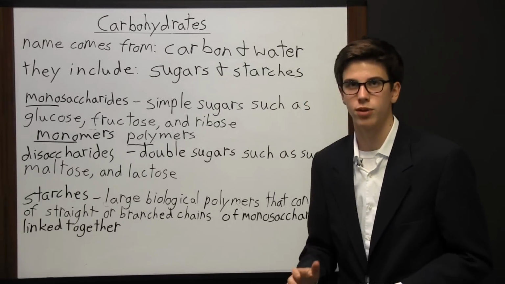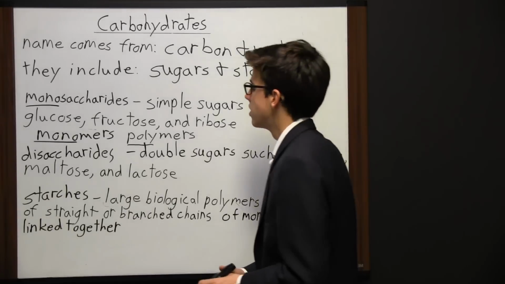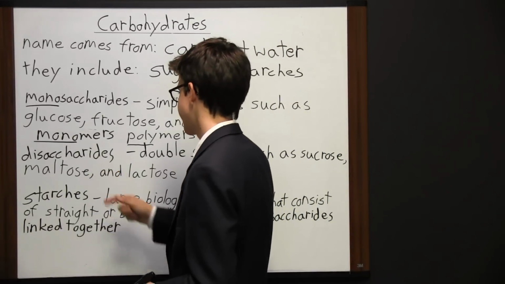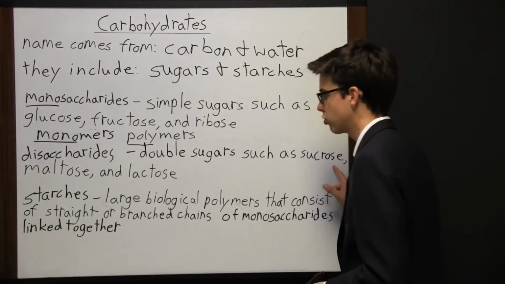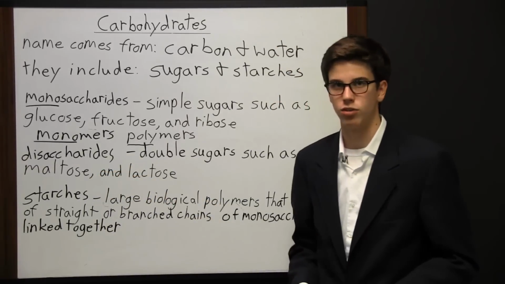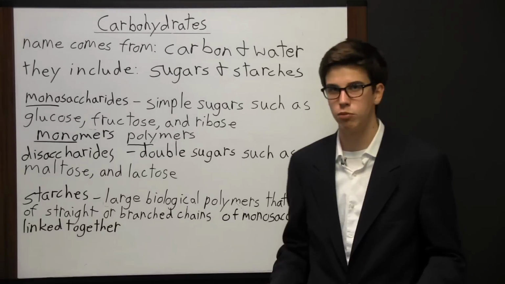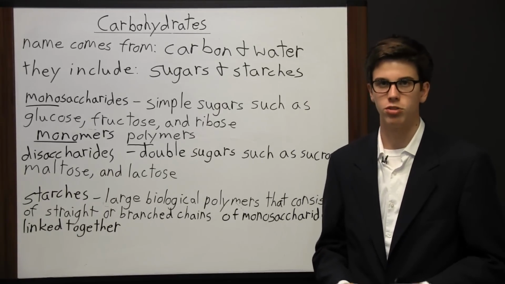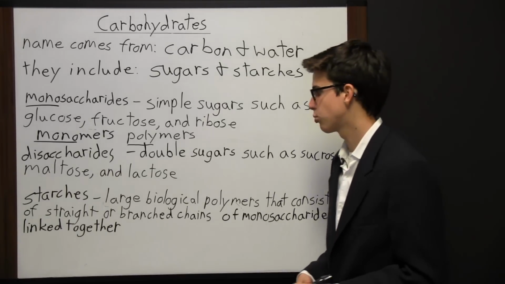So remember that because we're going to talk about that more in a little bit. So the second type of carbohydrate is a disaccharide, which is a double sugar such as sucrose, maltose, and lactose. Now sucrose is what we would call table sugar. So it's the type of sugar you use for everyday use, for baking, coffee, that sort of thing.